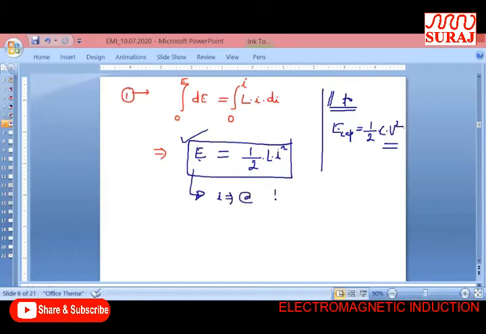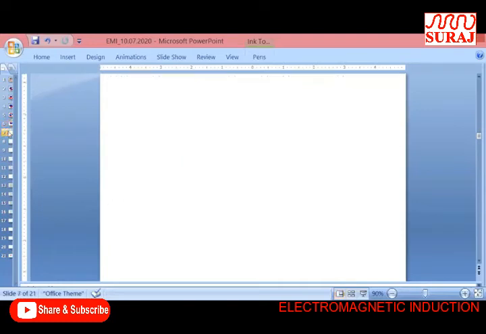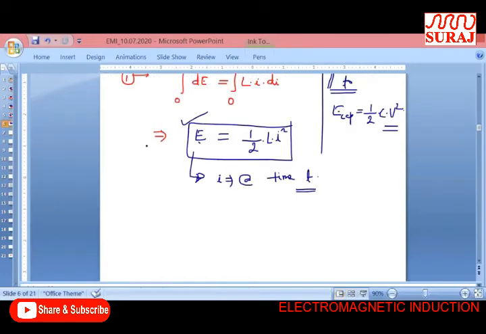At any time t, it means the current I is as defined in our question. So you need to solve HC Verma so that you can get detailed practice on this topic. This relation is the energy stored in an inductor in terms of the current flowing through the inductor and the value of inductance.